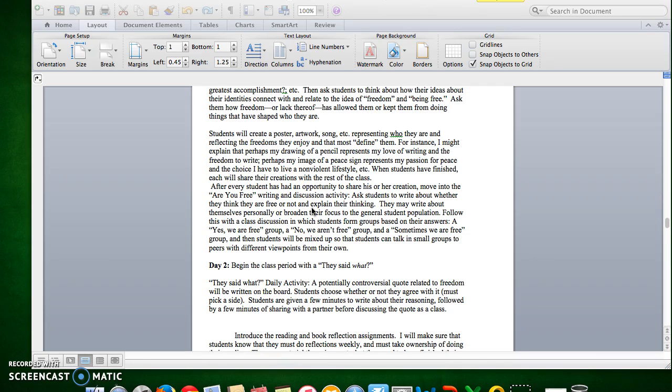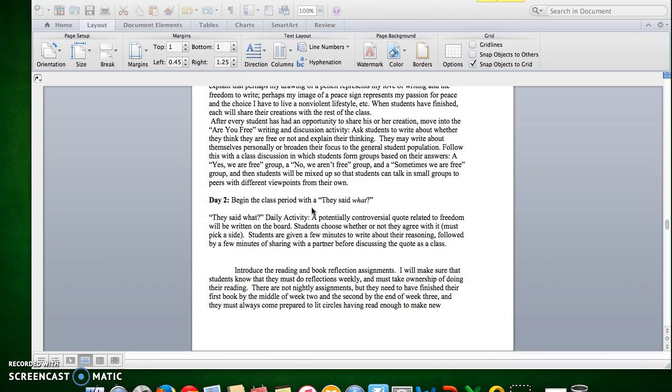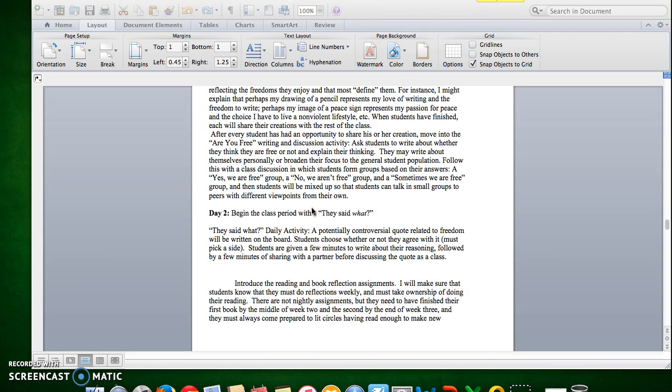So, for example, I might explain that my drawing of a pencil, if I were to draw a pencil, represents my love of writing and my freedom to be able to write. And so then students will share what they created in small groups. And that is the first day.